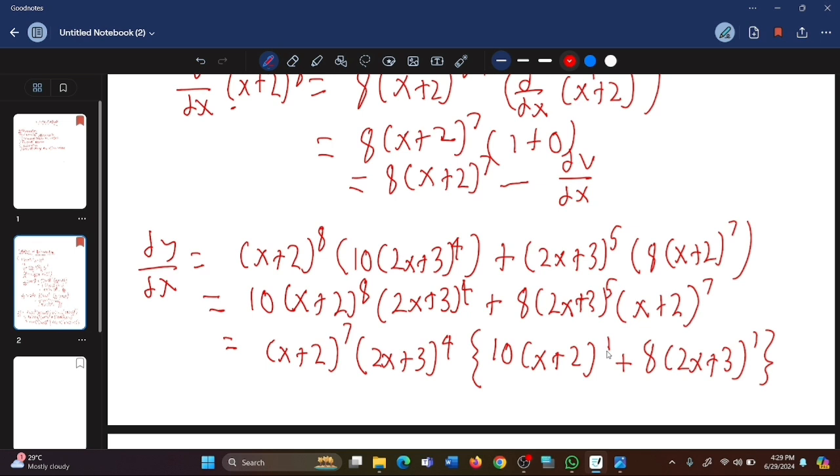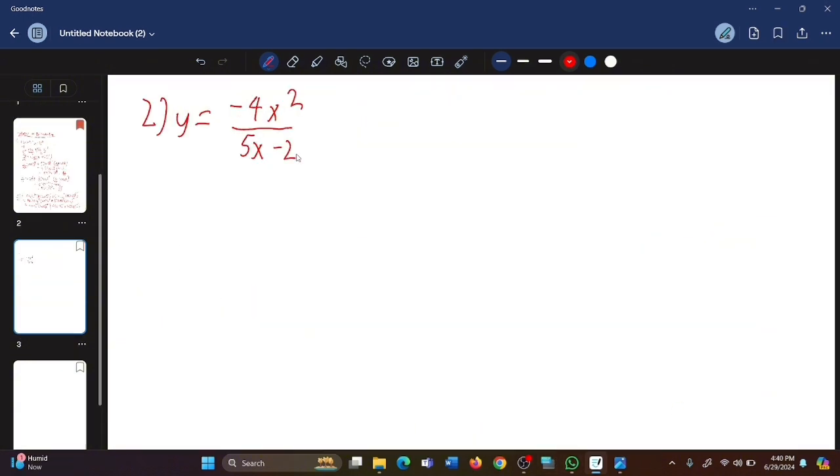If you are confused at some point, you can watch the video again, then move on to the next question. Now let's move on to the next question. In the second question, we have another equation which we have been asked to differentiate. Okay, so let's see how it's done.